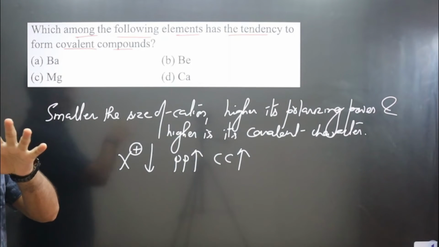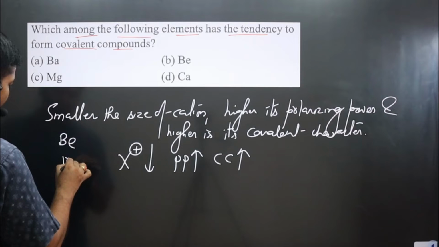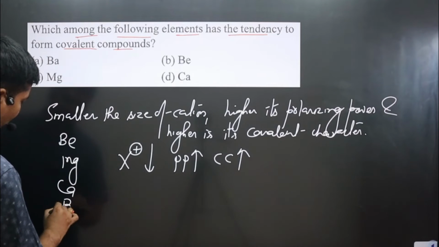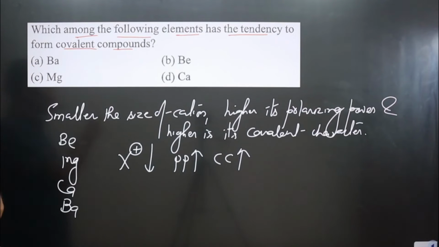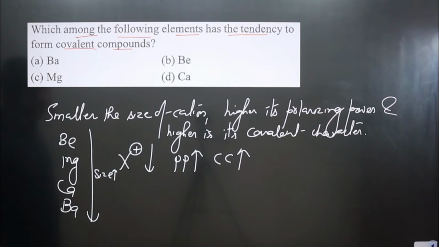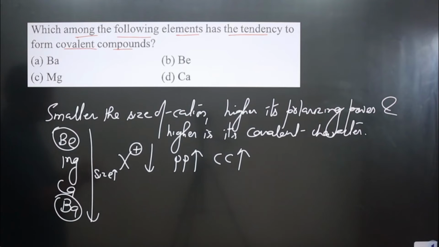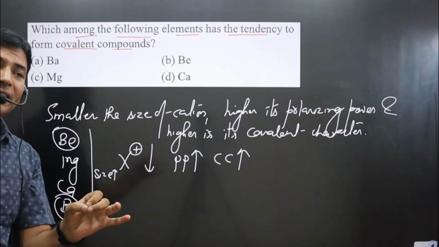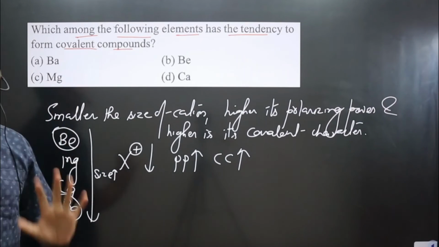These elements are all given from the second group. We have beryllium, magnesium, and calcium, then we have barium. These four elements are given here: beryllium, magnesium, calcium, and barium. Strontium is not given. If we move from top to bottom, what happens to size? Size increases, which means barium has the largest size and beryllium has the smallest size. The smaller the size of the element, the smaller the size of the cation, the higher its polarizing power.